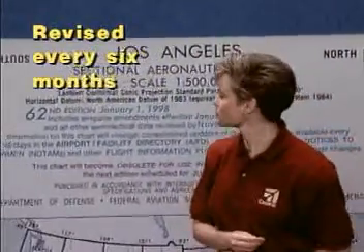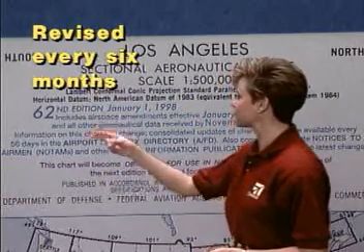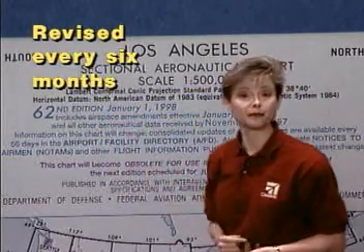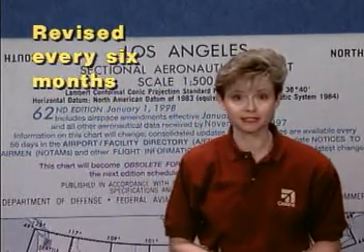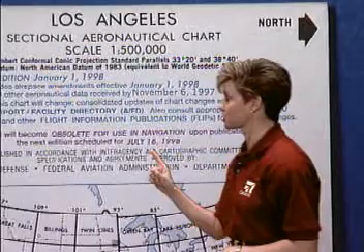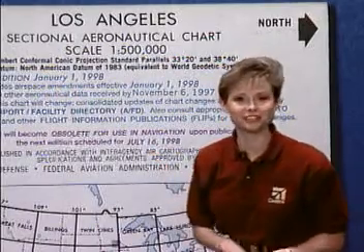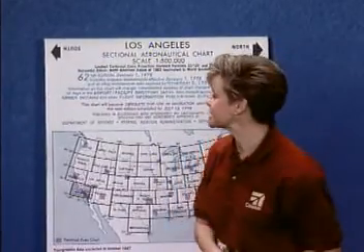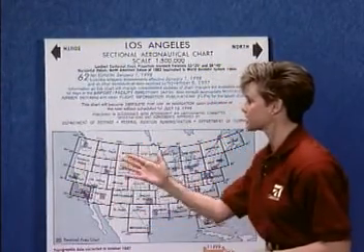Sectional charts are revised approximately every 6 months when they become officially obsolete. So you always want to check the date on your charts and make sure the one you're using is current. Each sectional is named for a major city within the chart's area. It takes 37 charts to cover the conterminous U.S.